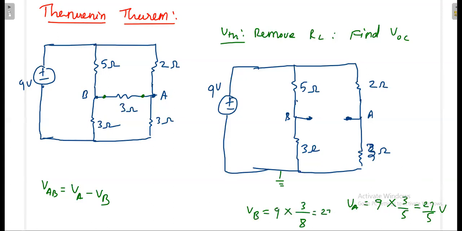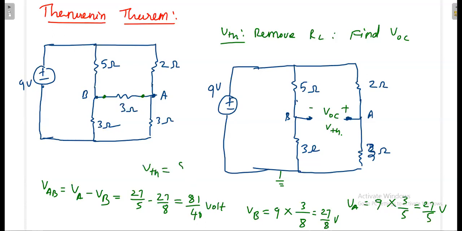Now I know VA and VB. I can simply apply this formula: 27 by 5 minus 27 by 8, that is equal to 81 divided by 40 volt. Now I have calculated V Thevenin, because this open circuit voltage, where here it is plus and here it is minus, is called V Thevenin. That is 81 divided by 40 volt. Okay, I have completed one thing.